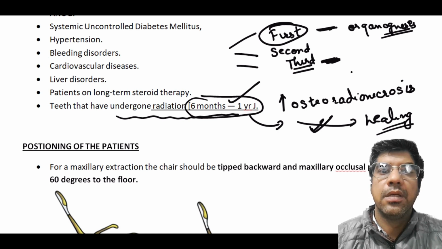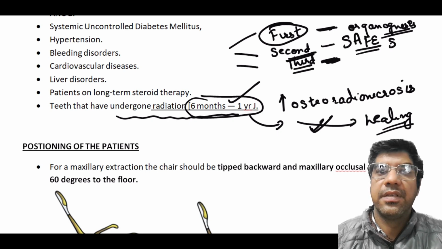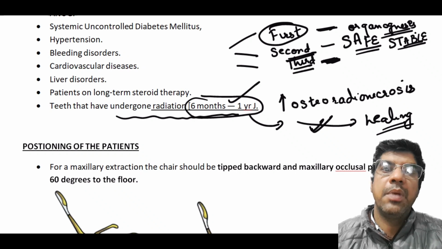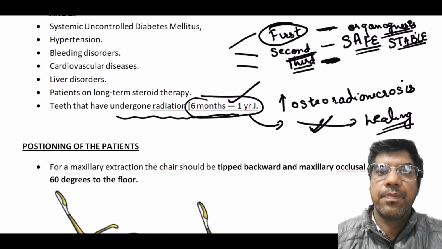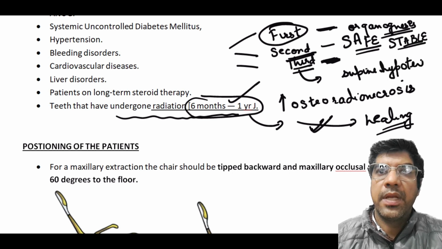In the second trimester, remember, it is a relatively safe and more stable period. So dental treatment can be planned during this time, but communication with the gynecologist is important. The next is the third trimester. In the third trimester, what you can see is supine hypotensive syndrome.